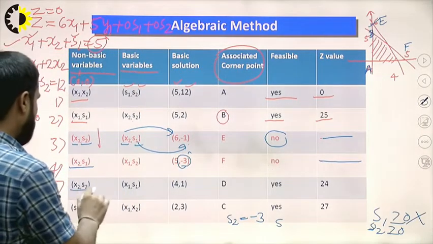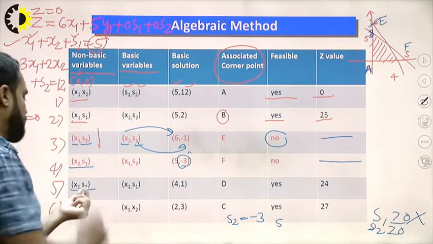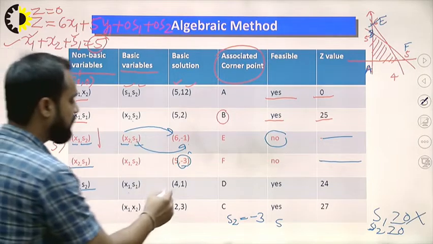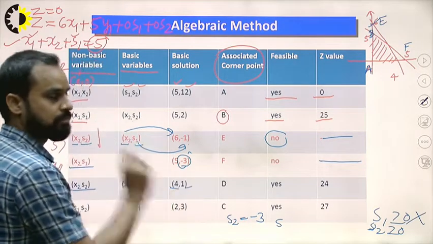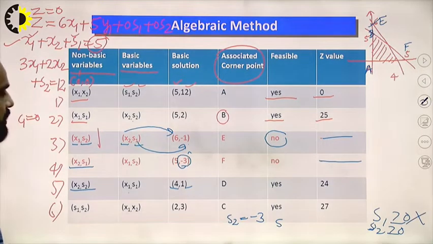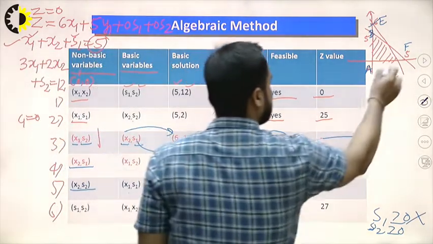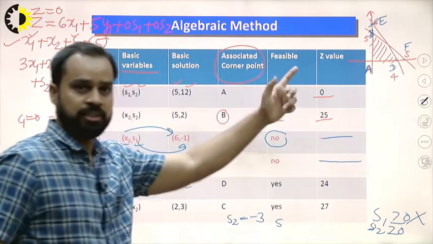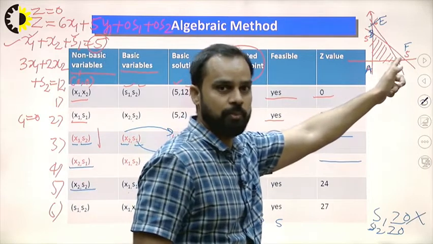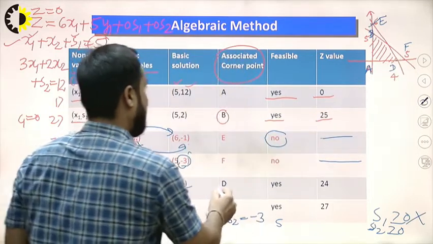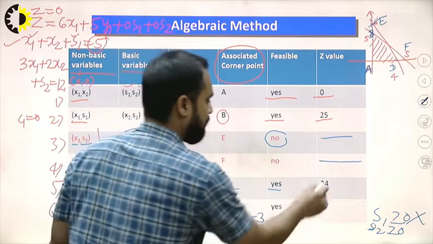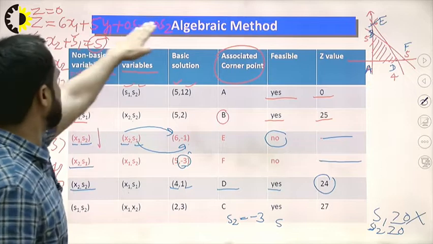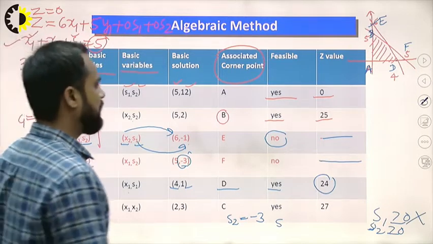Another combination, if I am taking x2 equal to 0 as a non-basic variable, and s2 as a non-basic variable, getting the value of x1 and s1. The coordinate comes 4 and 1. When the coordinate comes 4 and 1, this is representing the point D. This point D is the boundary of the feasible region, and it is at a corner point, right? And this point is in the feasible region, and the value of Z is, I am just putting 6 into 4 because S1 is 0, right? So the value is 24.